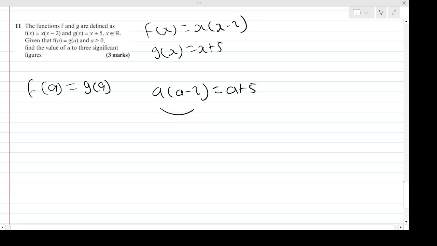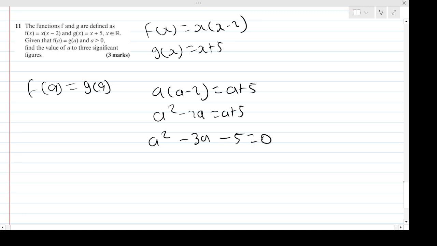The best way really is just to expand the bracket first of all. So that'd be a squared minus 2a is a plus 5. Then we can move this whole right hand side to the left to get a quadratic. Then we get a squared, take away 3a, because we have minus 2a, take away the a from the other side. Then we're going to have minus 5 equals 0.